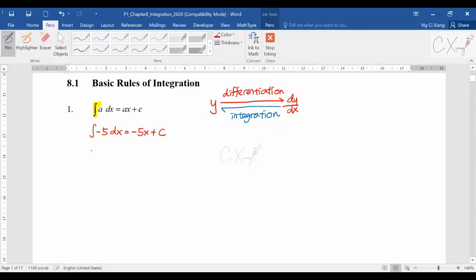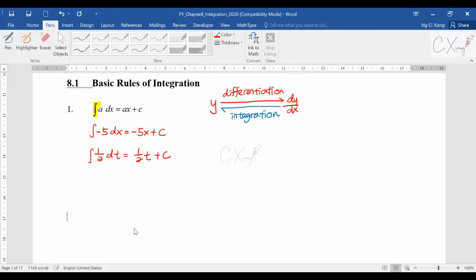As an example, if I want you to integrate 1 over 2 dt, what do you get? You'll get 1 over 2 t plus c. So I think the very first basic rule here is very easy, should be no problem for all of you.